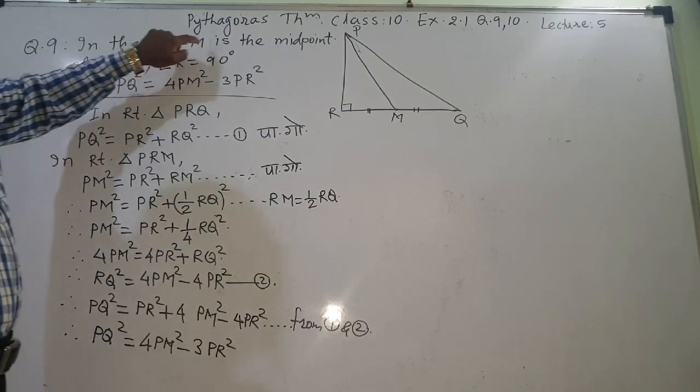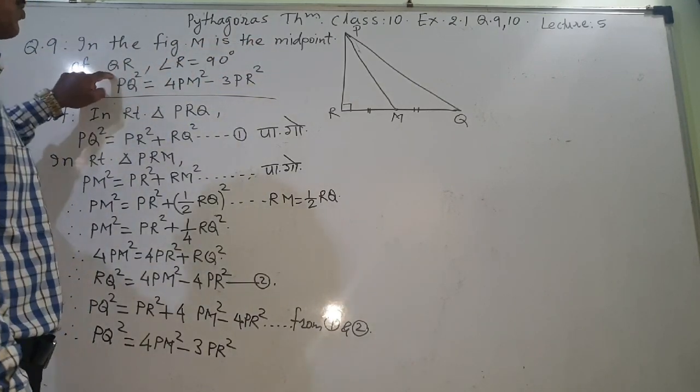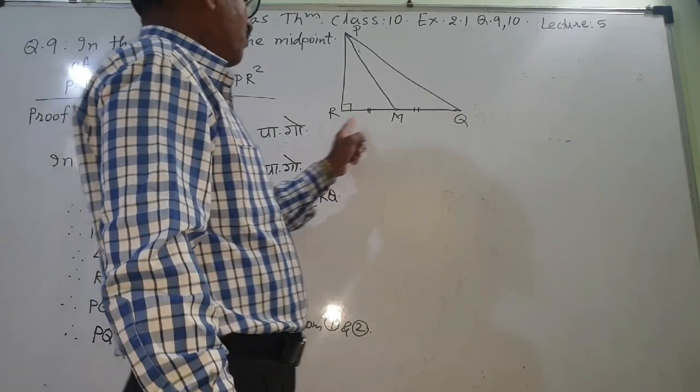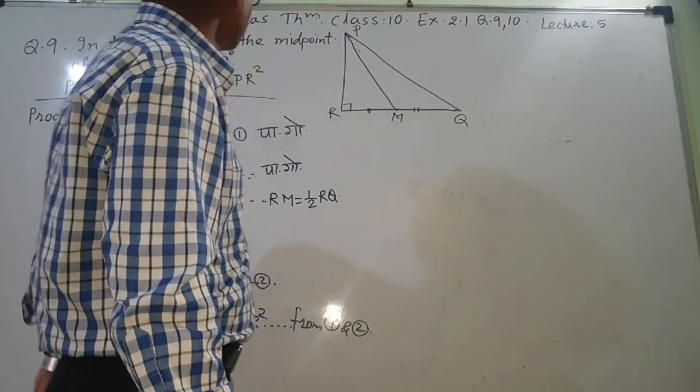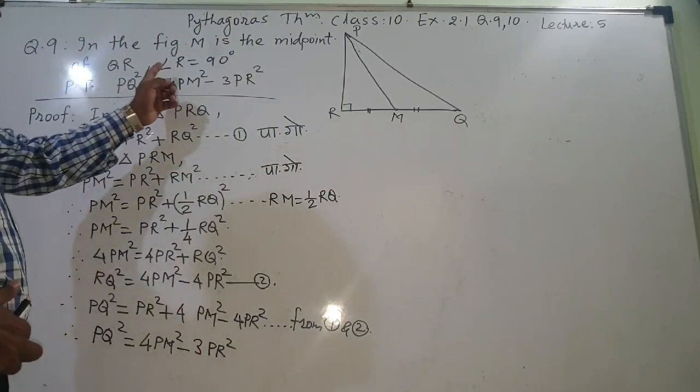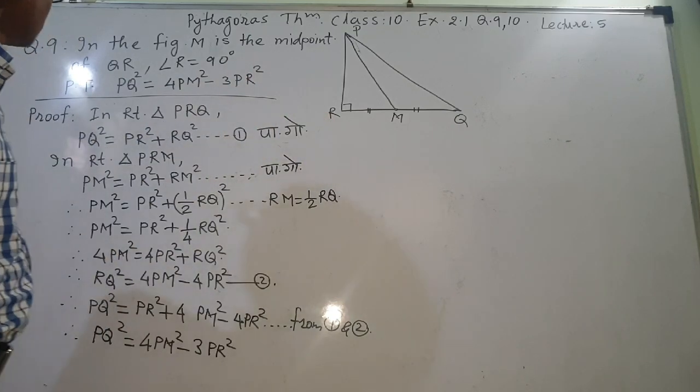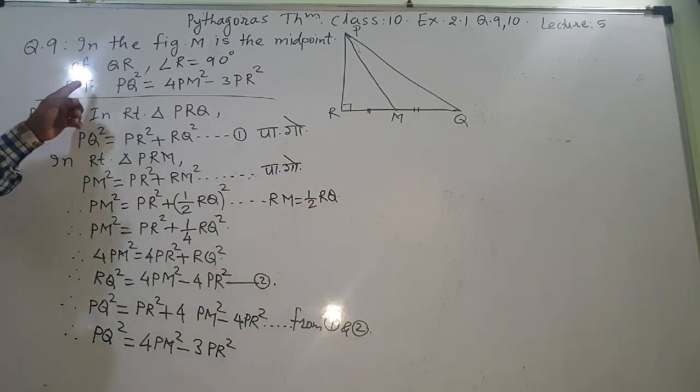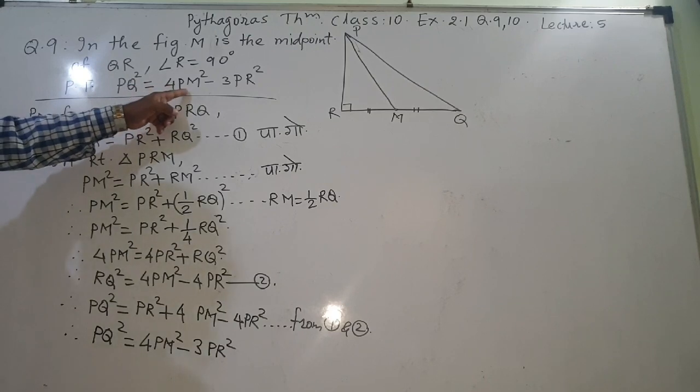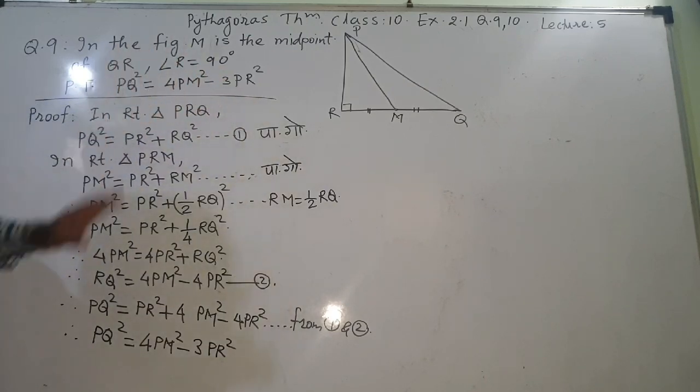In the figure, M is the midpoint of QR. M is the midpoint of QR or RQ. Angle R is equal to 90 degrees. Prove that PQ square is equal to 4PM square minus 3PR square.